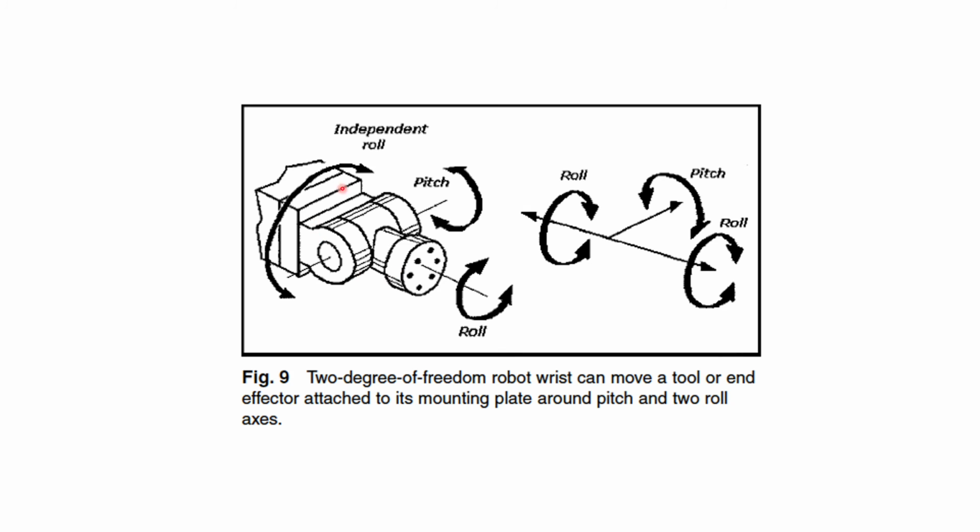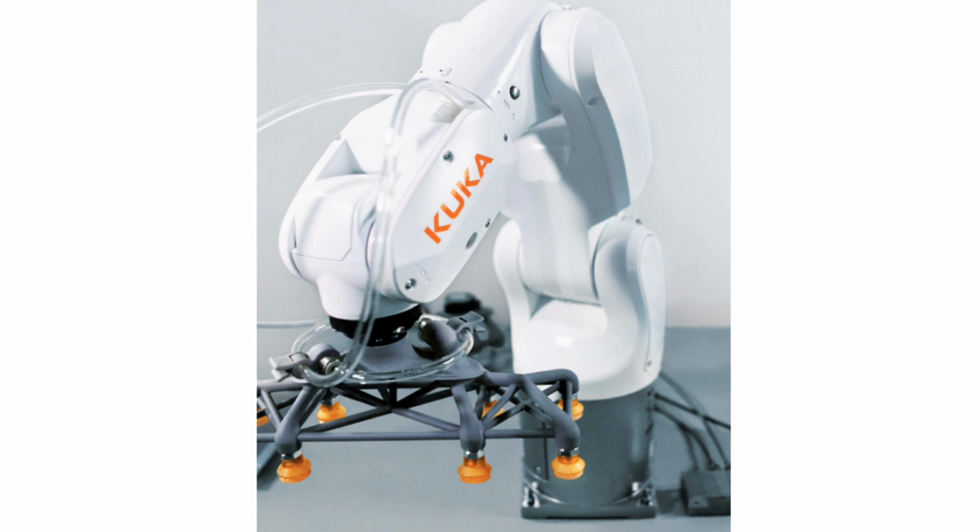However, here the wrist has 2 degrees of freedom. As you can see, we have a roll here and then an independent roll there, and pitch. And yeah, this is it.